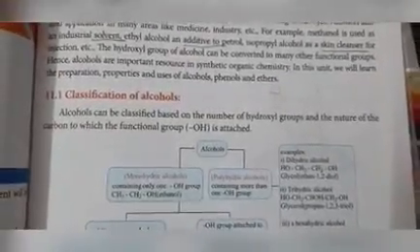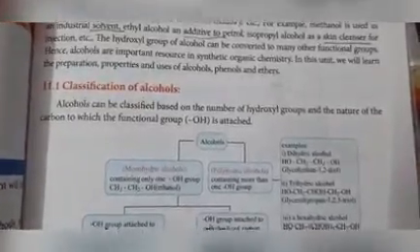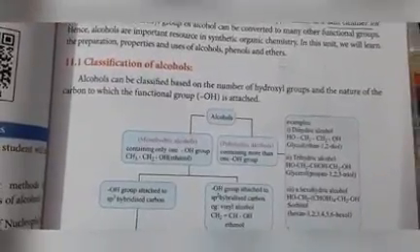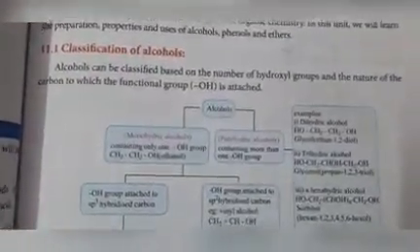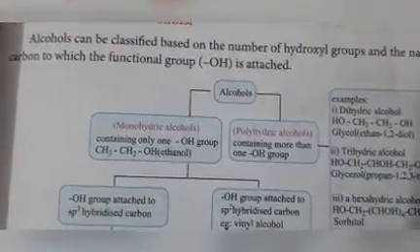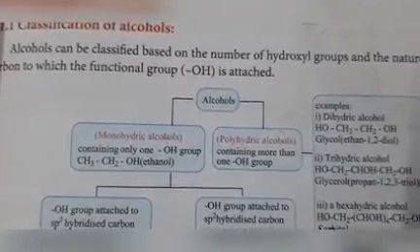So, alcohols can be classified based on the number of hydroxyl groups and the nature of the carbon to which the functional group OH is attached. Based on the number of OH, alcohols are classified into two: monohydric alcohol and polyhydric alcohol. Mono means single, poly means more than one.